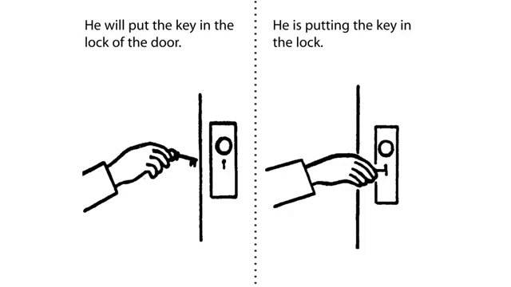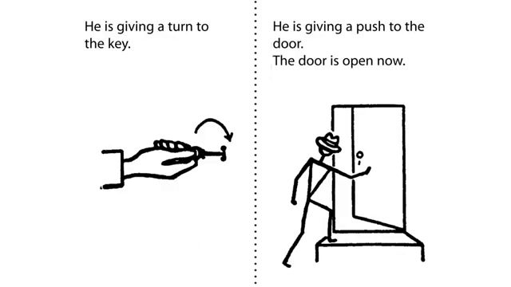He will put the key in the lock of the door. He is putting the key in the lock. He is giving a turn to the key. He is giving a push to the door. The door is open now.